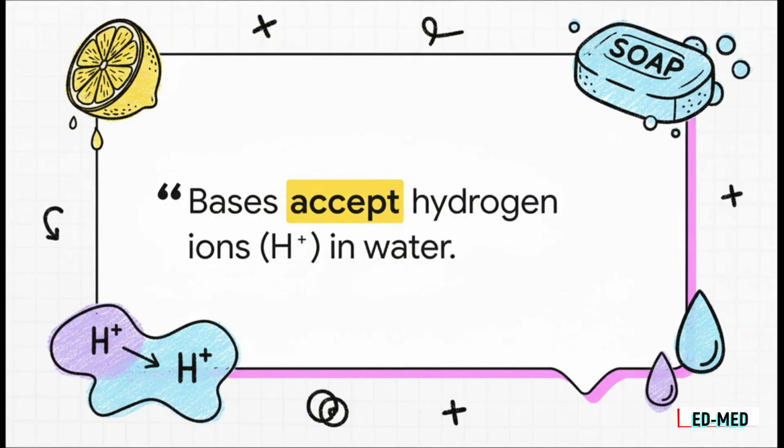And hey, if acids are the givers, then it only makes sense that bases are the takers. Their chemical job is the complete opposite of an acid's. They accept or scoop up all those free-floating hydrogen ions in a solution. It's this perfect opposition that makes them so important.